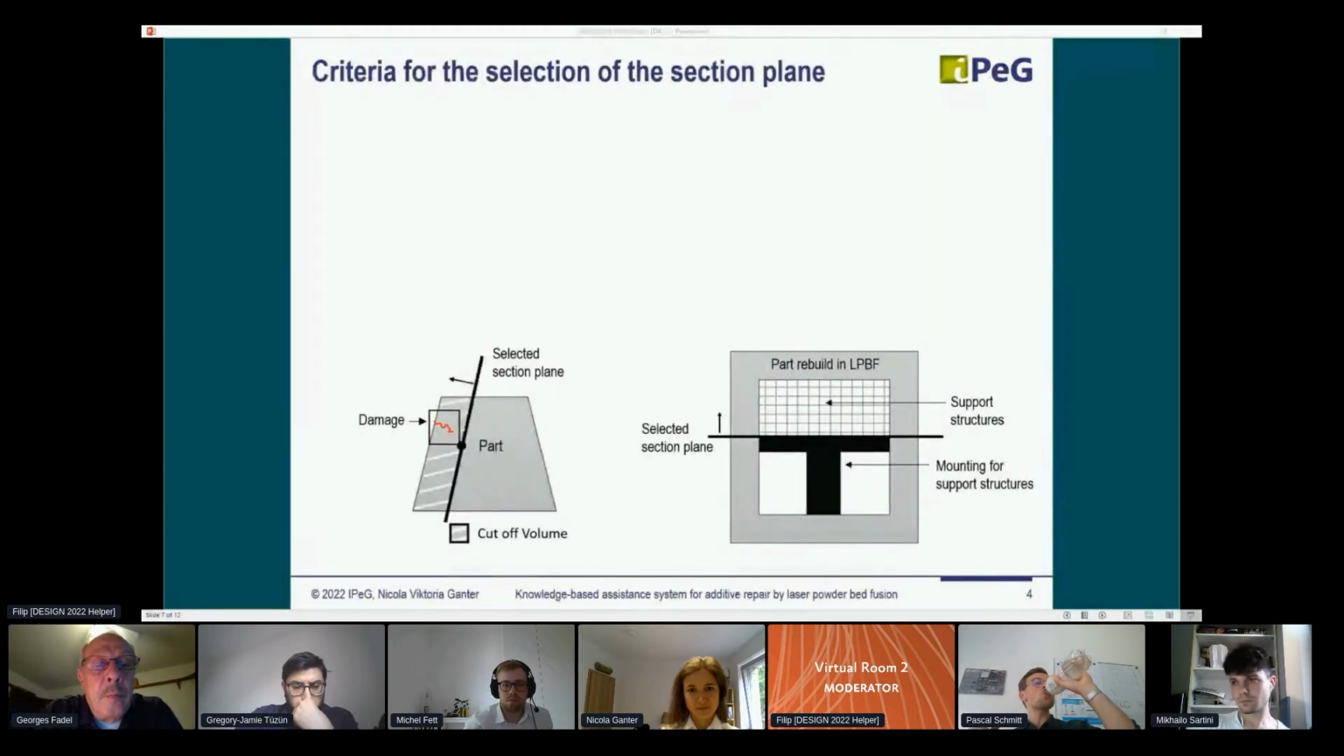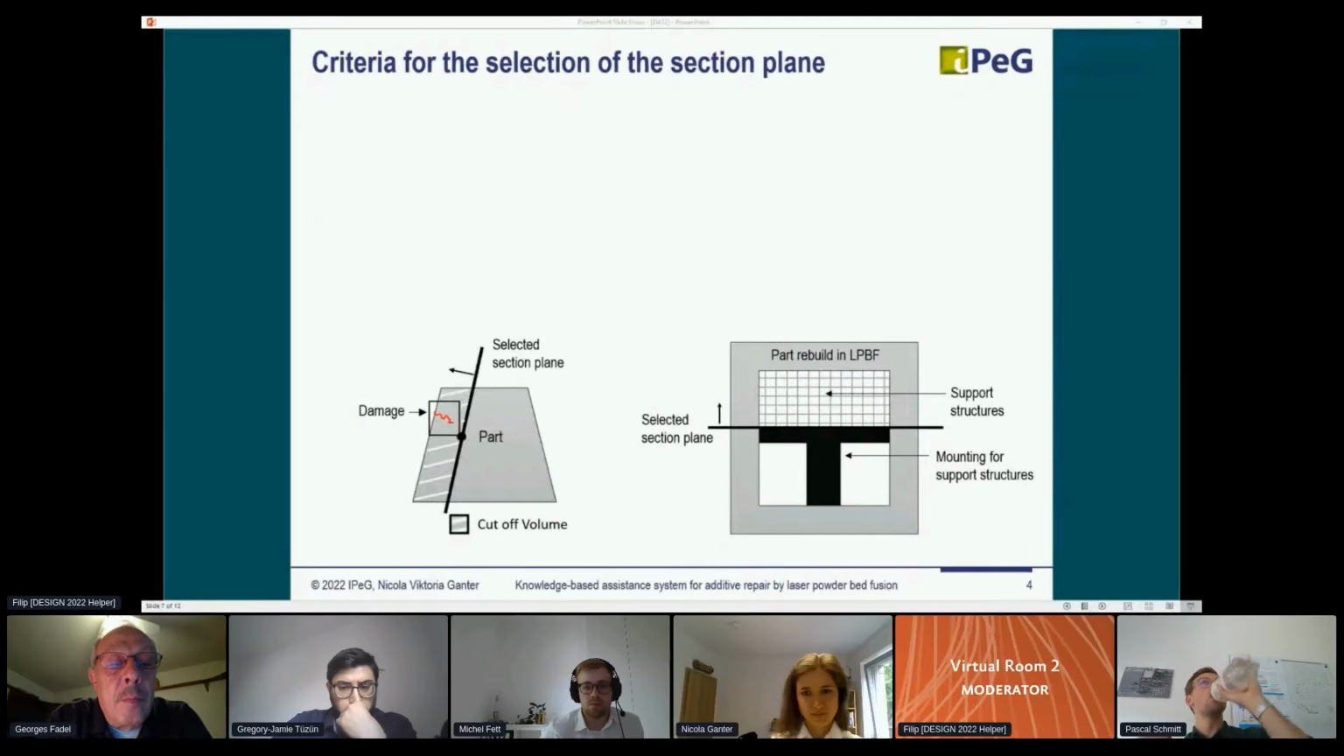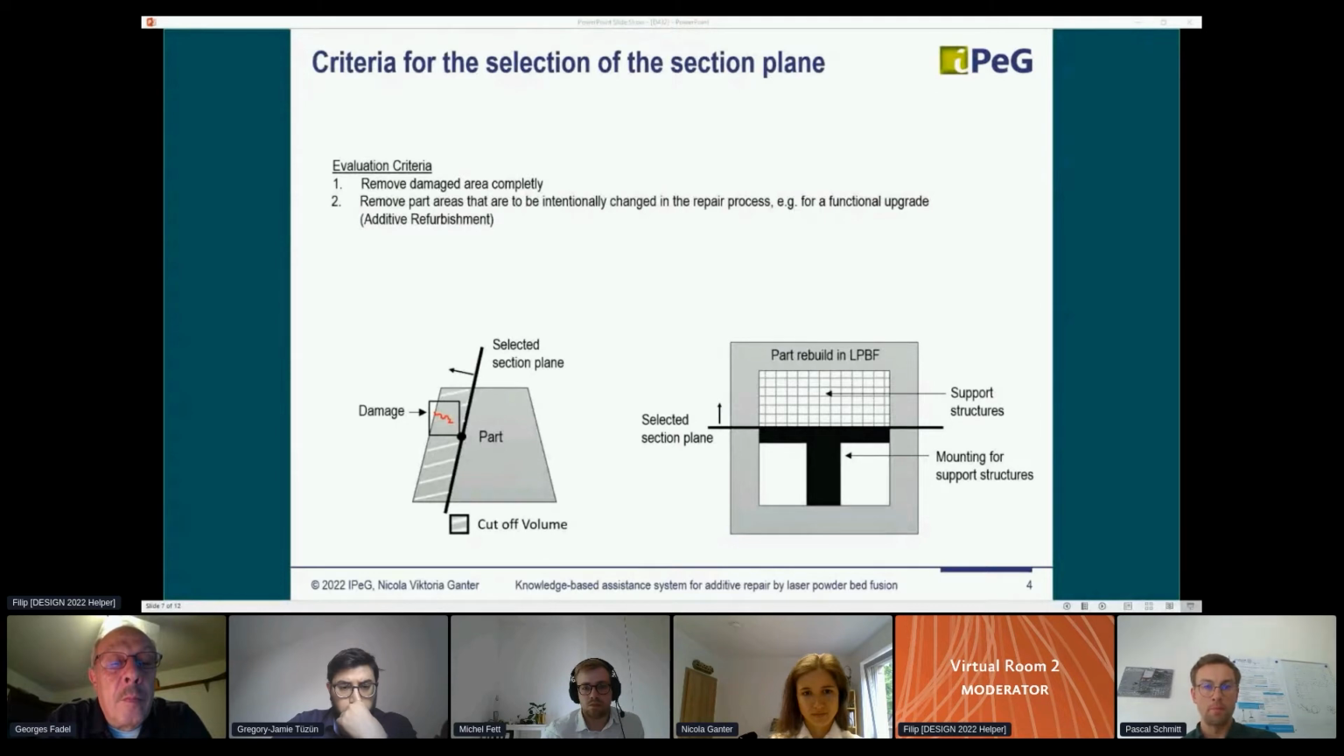In order to build the system, we first collected the essential requirements for the choice of the section plane. The criteria are: first, the entire damaged volume should be removed through the section plane. Second, part areas that are to be intentionally changed in the repair process, for example, for a functional upgrade, have to be removed by the section plane.